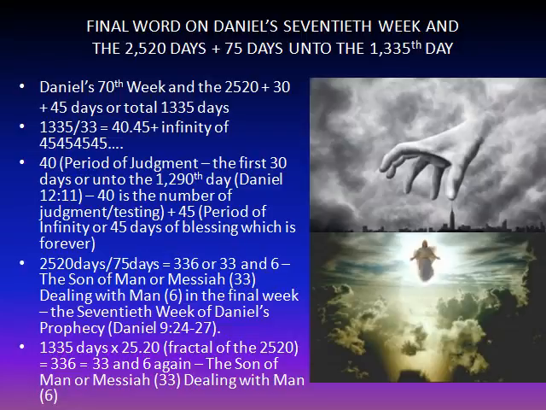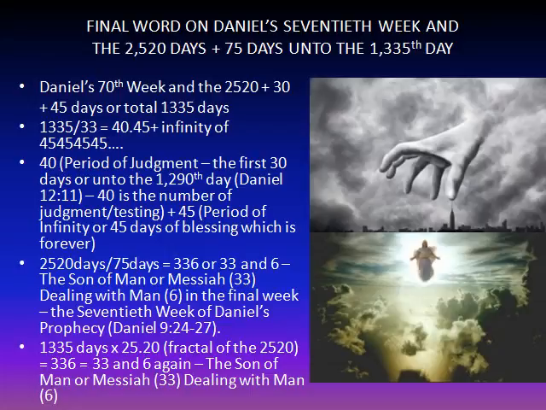20 days divided by 75 days is equal to 336, or 33 and the number 6. The Son of Man, 33, or Messiah, 33, is dealing with man 6 in the final week, the 70th week of Daniel's prophecy, found in Daniel chapter 9, verses 24 through 27, and continued in Daniel chapter 12.